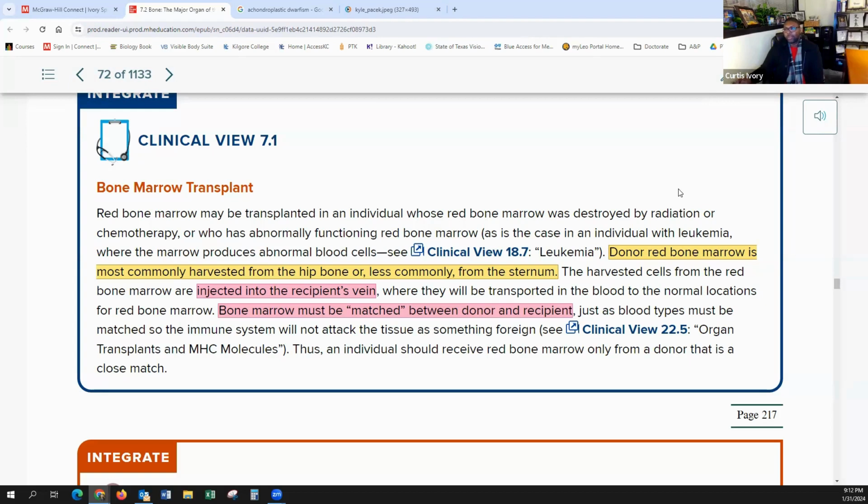You can't just take a random kidney from someone and then put it in someone else. You have to make sure that their immune system is kind of a match, that their cells are a match, and the immune system is going to be able to accept it. But essentially, when they take out bone marrow, they're going to put it into someone's vein, which then is going to go into the bones, and then that bone marrow is going to start producing those blood cells.